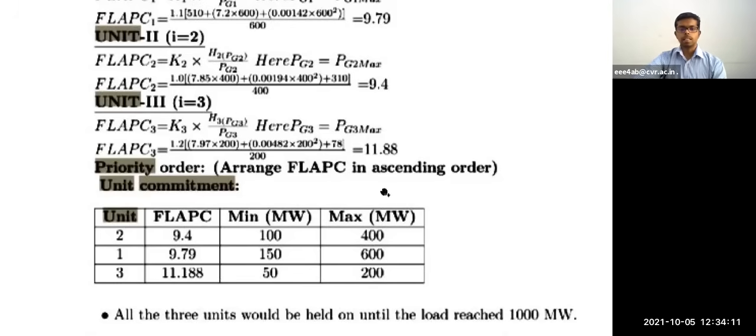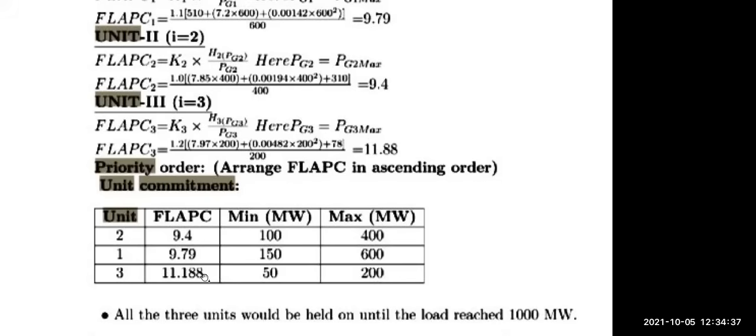We need to tabulate this. So the FLAPC of unit number 2 is 9.4. Next, the FLAPC of unit number 1 is 9.79, that we need to write here. Next, the FLAPC of unit number 3 is 11.88. So here we have sorted in the ascending order.